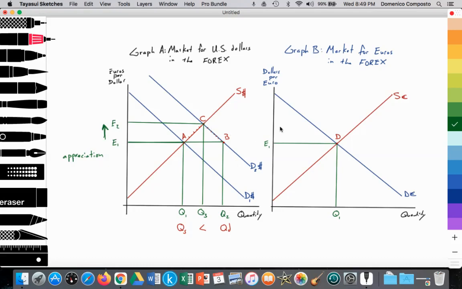Okay? So if investors are selling off euros to buy dollars, then that must mean that the supply of euros is increasing in the market for euros within the foreign exchange rate system. So here we have the supply curve shifting out from S1 to S2 for euros. We're going to hold the value of the currency constant in the short run at E1. The quantity supplied, as a result, increases from point D to point E.